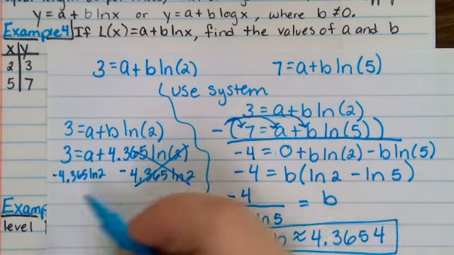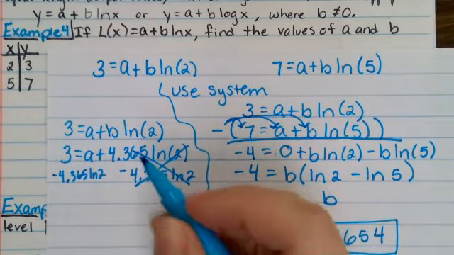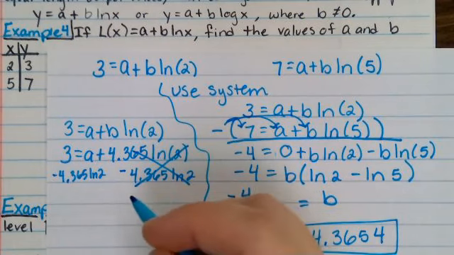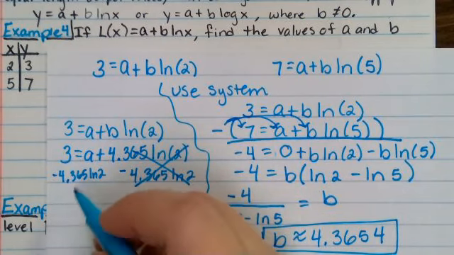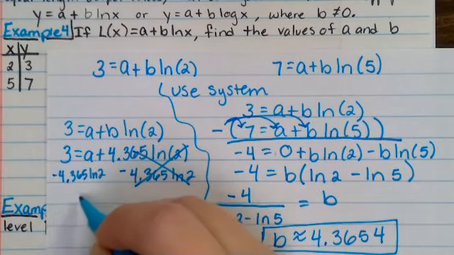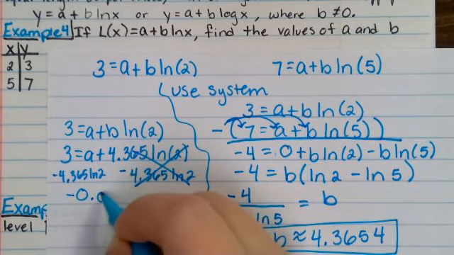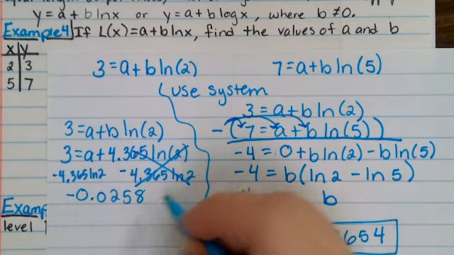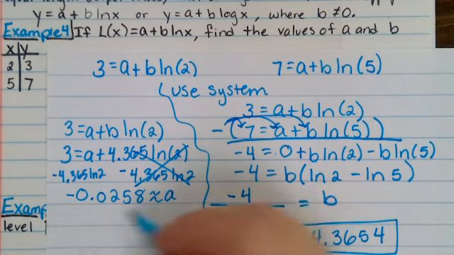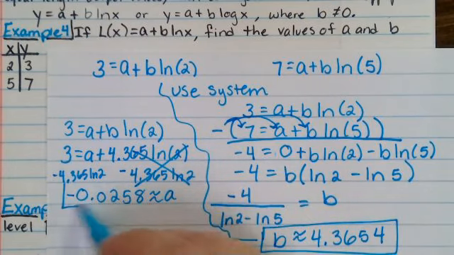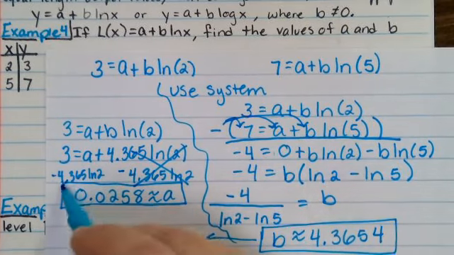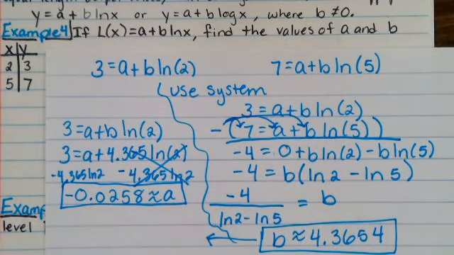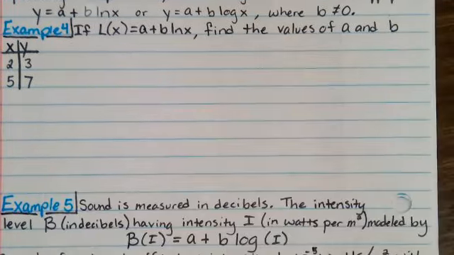Okay, it goes away here. And on this side, when you subtract 3 minus 4.365-ish natural log of 2, we end up with about negative 0.0258-ish for your A value. We could round it to 3 decimals, but this will be fine. Okay. So we got the A and we got the B. All done. All right, we got one more problem here.